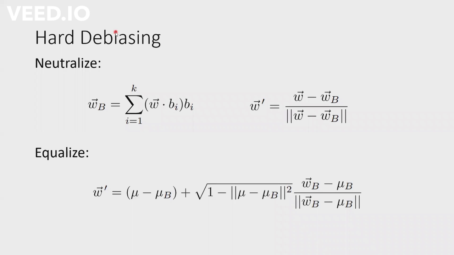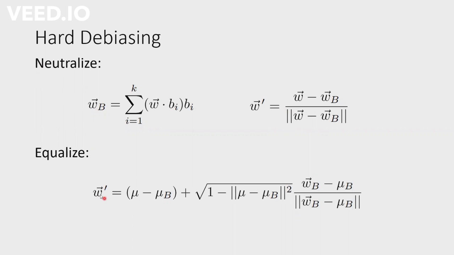For debiasing, there are two main methods that we'll use, hard debiasing and soft debiasing. In hard debiasing, there are two steps, neutralize and equalize. In neutralize, first we look at each word in the neutral set. We compute the component of that word in the gender direction, and then we subtract that component from each word and normalize.